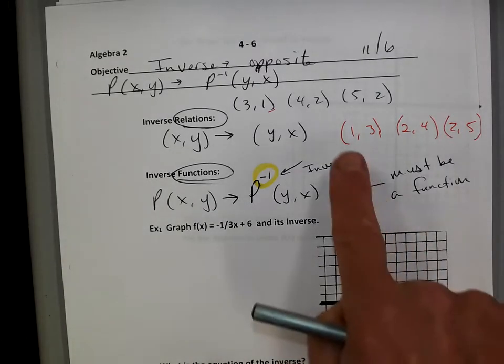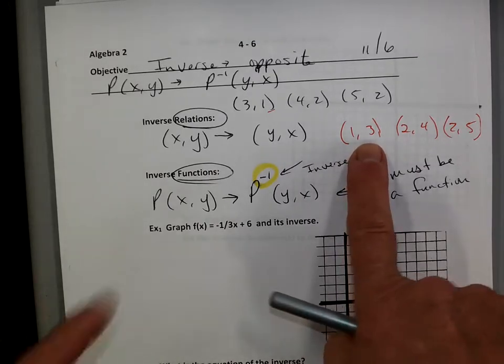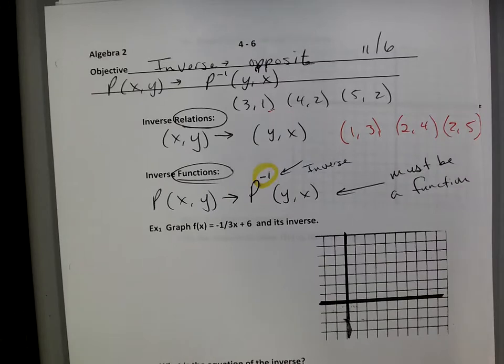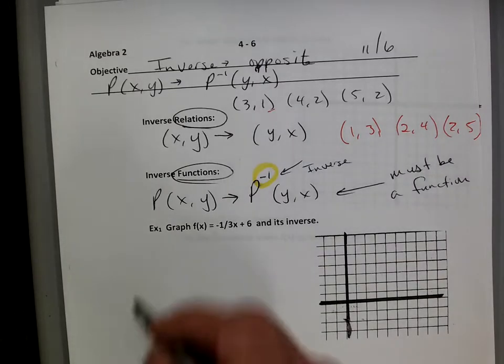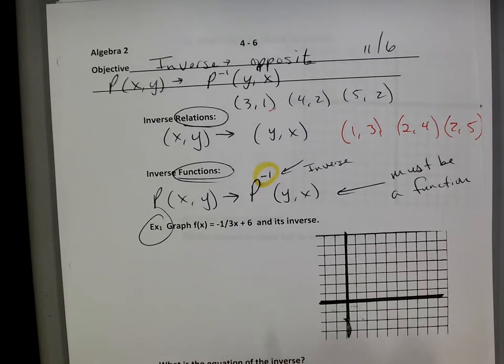So what we did earlier was we got an inverse relation. The relation is just switch them. But if it doesn't match up to be a function, it's not an inverse function, okay? All right, so let's take a look at example one. Let's find an inverse and see if it's a function.